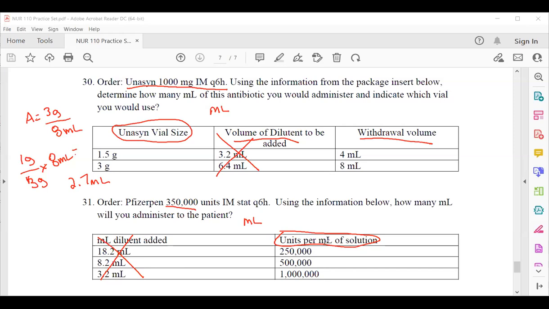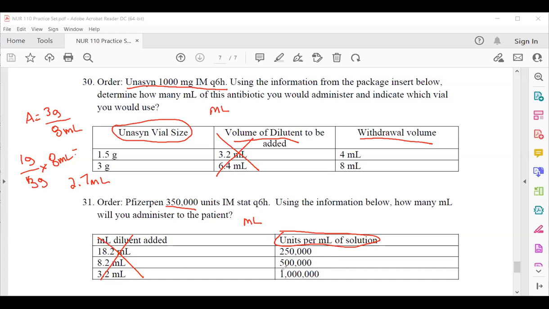So looking at a label, you would see something very similar, and I'll pull up the images in just a second so you can see what I mean. You would see that you can get different dilutions based off of the milliliters diluent added. So we would need to know which one to choose. Would I choose the 500,000? Would I choose the 1 million? Would I choose the 250,000 units? You would need to be told that.